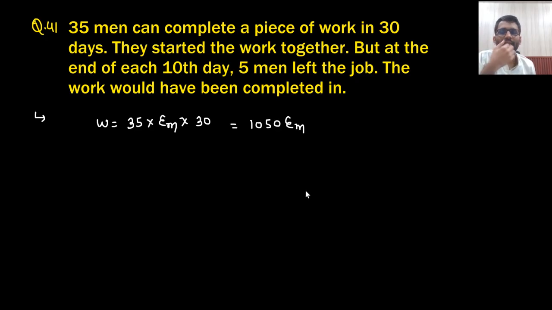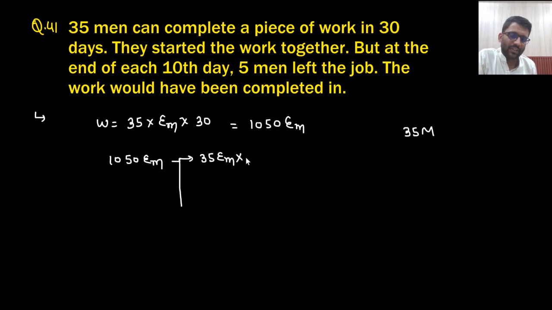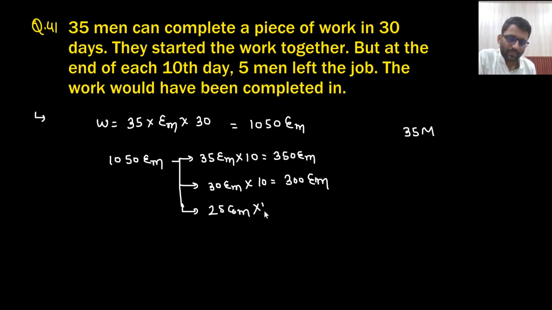But at the end of the 10th day, 5 men were left. So this is the work. So for 10 days, how many guys worked? So for first 10 days, there were 35 men. 35 men worked with their full efficiency for first 10 days. So 350 EM is used. Now in the next 10 days, 30 men only worked, right? In the next 10 days, only 25 men worked. 250.